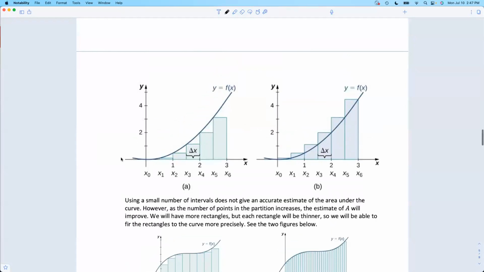Okay, let's take a look. We've got some graph here. Kind of looks like y equals x squared, maybe. I've broken my interval from 0 to 3 up into 6 sub-intervals. So we've got 1, 2, 3, 4, 5, 6 rectangles I'm going to use.